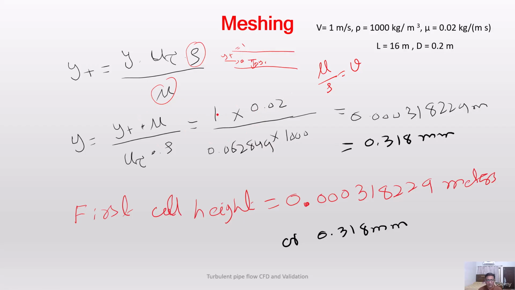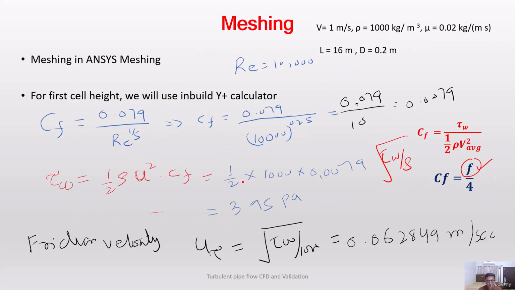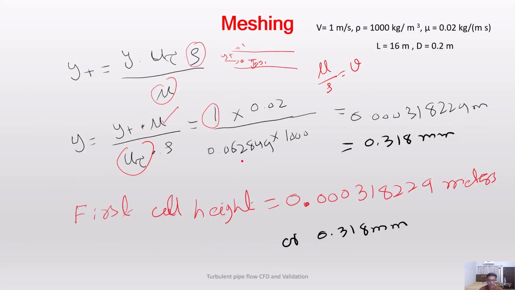Okay, so I put the value: the required y plus is 1, the viscosity is 0.02, and the frictional velocity is what we found from the correlations. Then the formula gives 0.062849 into 1000 over the viscosity. So the first cell height is 0.003182224, or you can say 0.3182224 millimeters. So this is the value we are looking for.